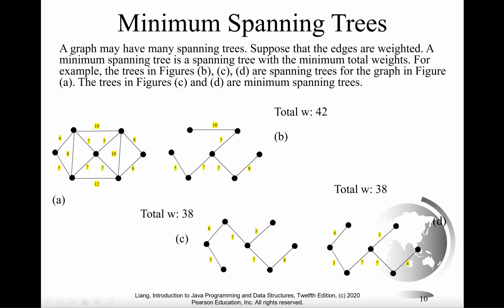For example, this is a spanning tree for this graph, and the total weights here is 42. And this is also a spanning tree, and the total weights is 38, and this one is 38 also. So the 38 is the minimum, and these are the minimum spanning trees. Minimum spanning trees are not unique.